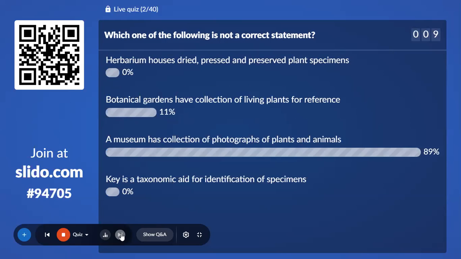Yes, we have 89% with the correct answer, option C. Guys, 11% of you have voted for option B. Look at the option. Botanical gardens have collection of living plants for reference. What do you mean by a garden? A botanical garden. There are plants from different localities. Exotic and endemic species. Everything are included under it. They are kept under human care, right? So living plants are kept, not what? If it is a collection of dead plants, it will come under herbarium. Dried garden. Okay.